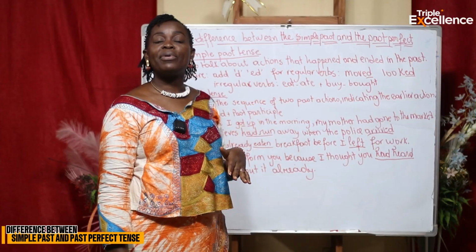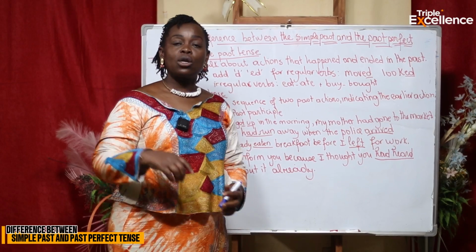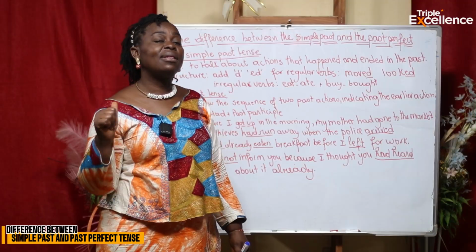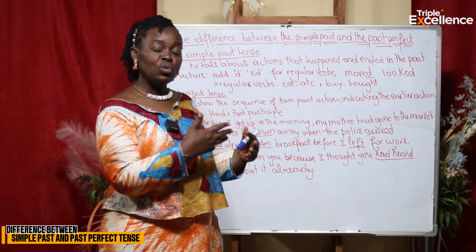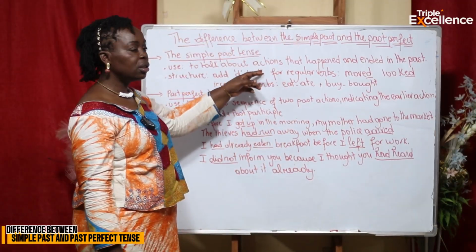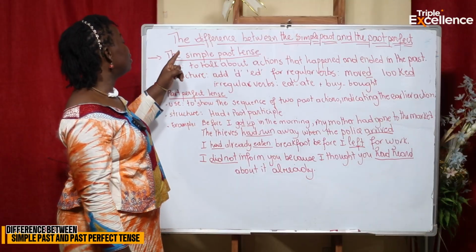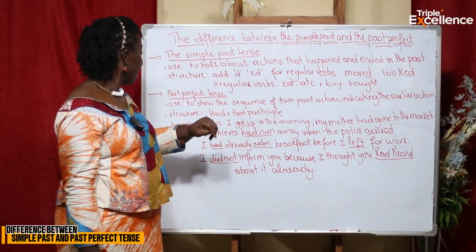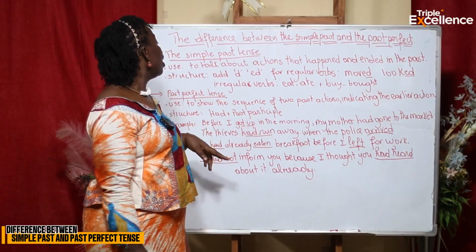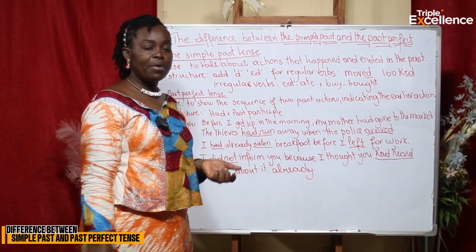You can say, for example, that last year I went to Douala. Last week I went to the supermarket. Yesterday I went to my uncle's house. So when you want to talk about actions that happened and ended, you use the simple past tense. And for the structure, as I was saying, you have two categories of verbs. You have the regular verbs and the irregular verbs.